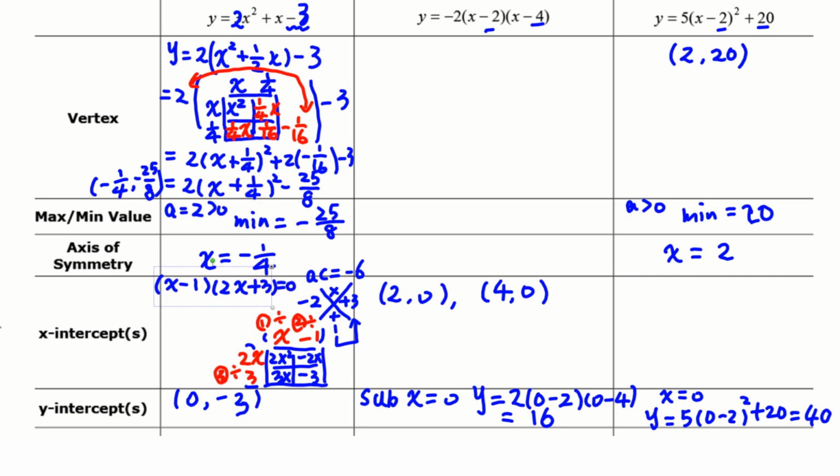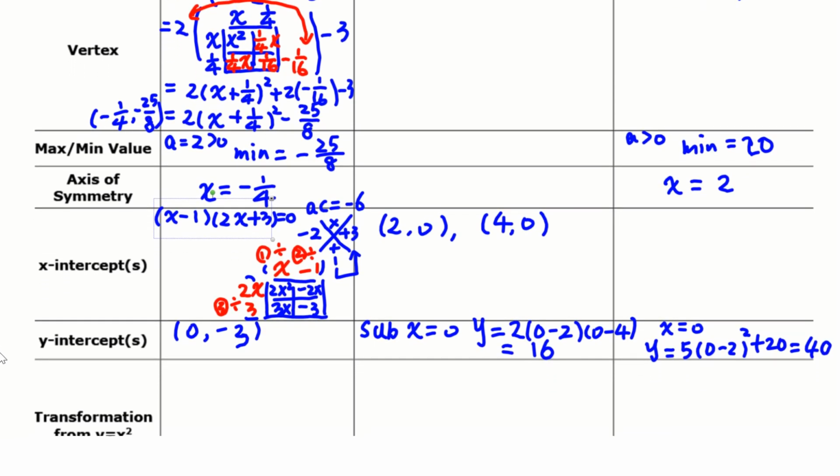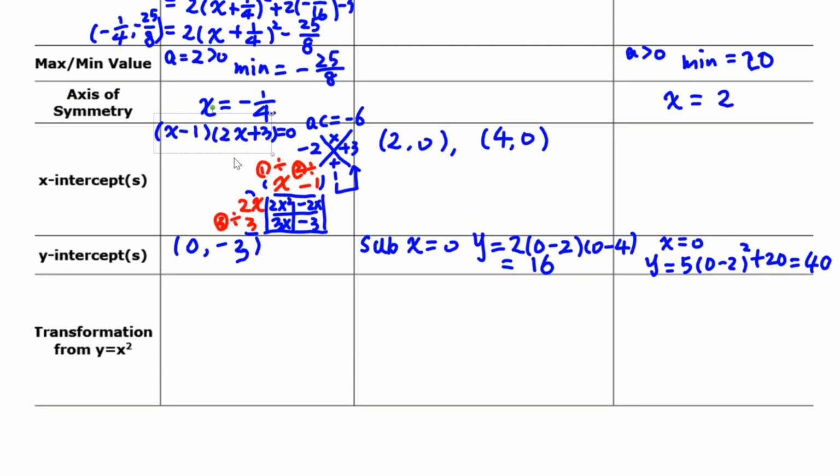Then each of them we are going to set equal to 0. So it will be x minus 1 equals 0, or, since 0 times anything gives you 0, the other bracket equals 0: 2x plus 3 equals 0. Then we continue to solve it.